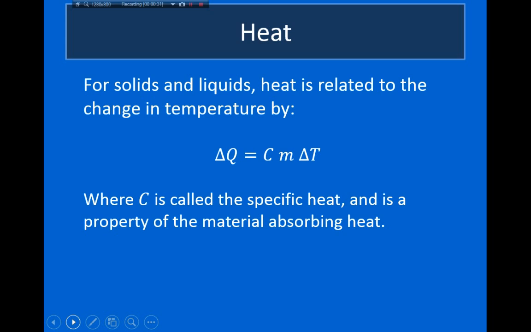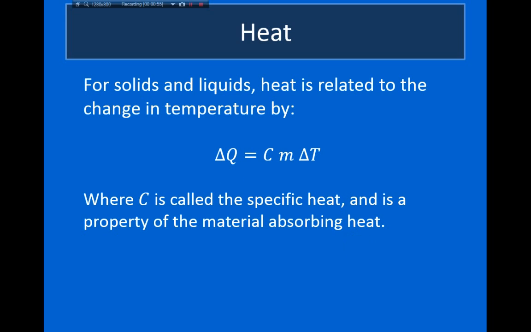So it turns out that for solids and liquids, the relationship between heat and temperature is fairly simple. When you add some heat to an object, the change in temperature is given by this formula here. The heat that you add is equal to some constant times the mass of the object times its change in temperature. So what this means is that the change in temperature is linearly proportional to the heat that's added.